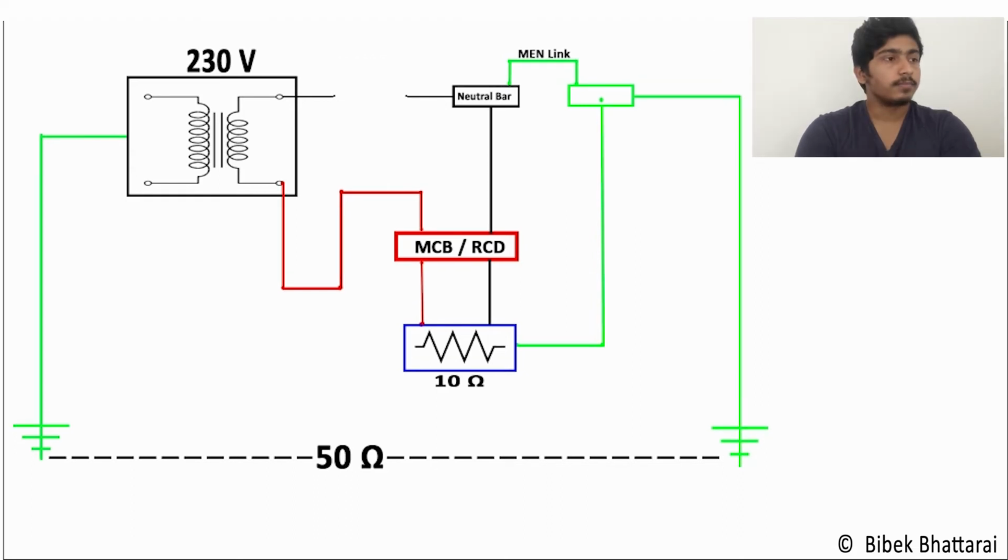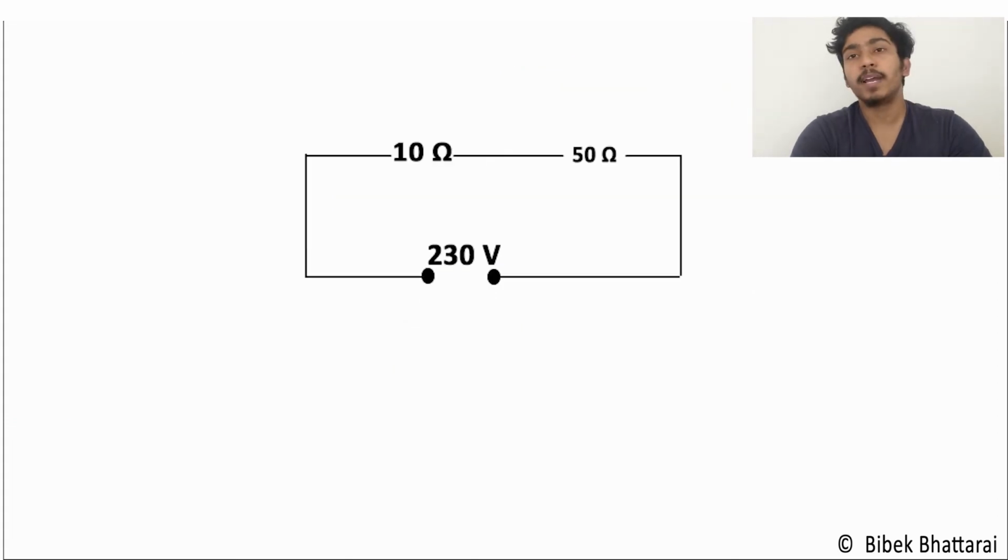And now let us come to our third situation. In this situation, there is no connection between the neutral bar and our transformer, so it's an open neutral circuit. So all the current flows through the neutral bar, through the MEN link to the earthing conductor of our house, and from the earthing conductor of our house to the earthing conductor of our transformer, and back to the transformer. So if I simplify this diagram into an electric circuit, it would look like this.